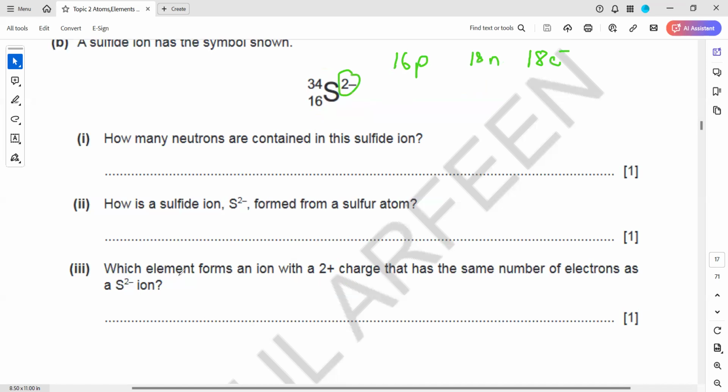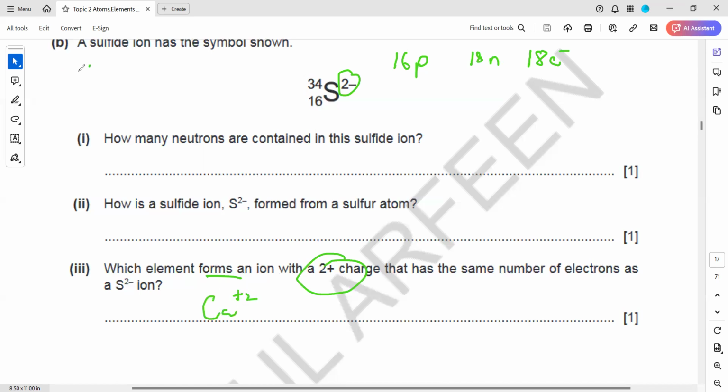Now the question: which element forms an ion with a charge of +2? Neon does not have a charge. Which is a group 2 element? See the periodic table. In group 2 we have beryllium, magnesium, calcium. So what is the correct answer here? The correct answer is calcium.